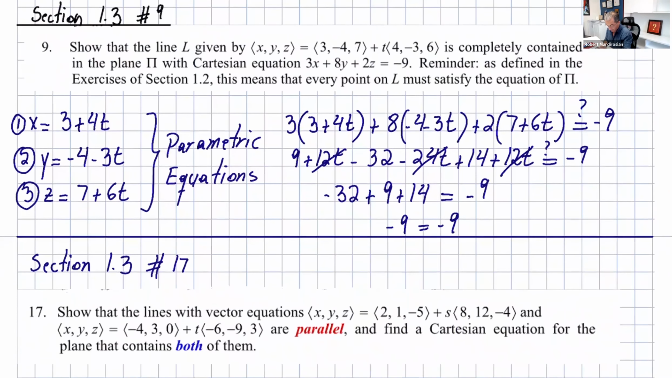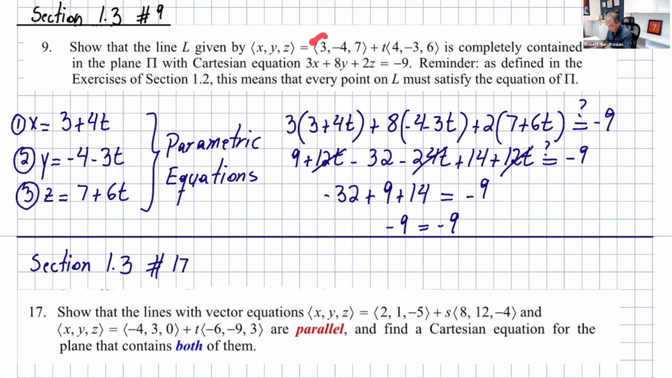Now the next problem is section 1.3, number 9. It says show the line L given by this equation. This is the vector equation. So x, y, z equals (3, -4, 7) plus t times (4, -3, 6) is completely contained in the plane pi with this Cartesian equation. Now, if you want to know if the line is contained in this plane, what you need to do is isolate and find the parametric equations.